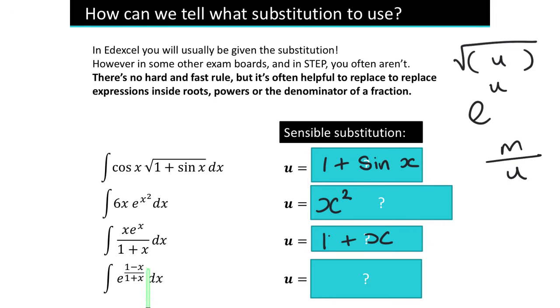This one's easy because what? Okay, this time, to the power, what's more complicated? The denominator of 1 plus x or the actual power? The power. So it is 1 minus x over 1 plus x. So these are sensible ones. Now, the more we do this, the better we're going to get at spotting these. Okay? So we're going to do one more. Are we ready?